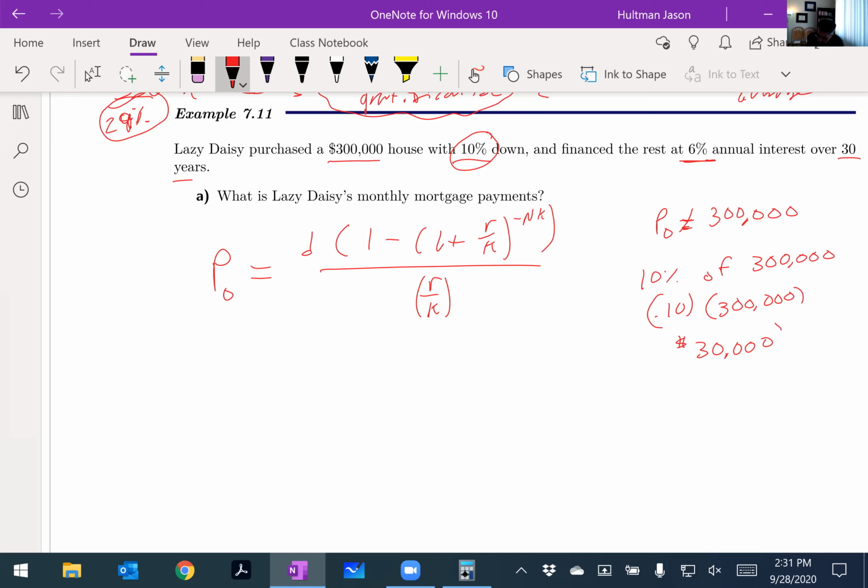$30,000 in the bank. So am I going to finance all $300,000? No. What am I going to finance? I'm going to finance the total cost of the home minus the $30,000 that I put down. This is minus my down payment, and that is going to be equal to $270,000. So that is my P naught. It's 30,000 less. Why? Because this comes directly off the top.